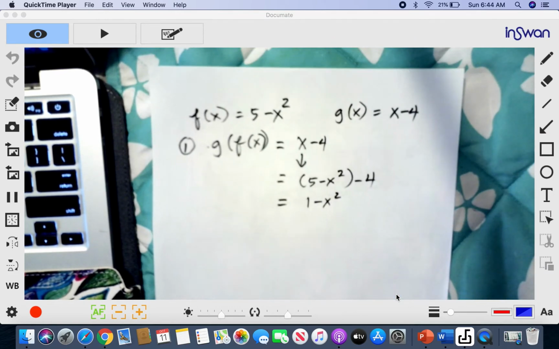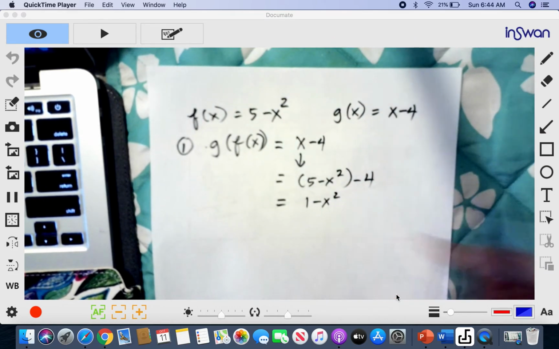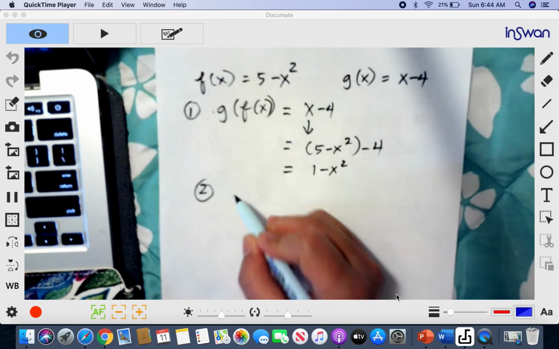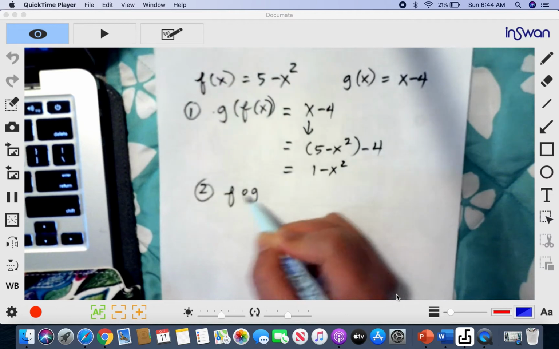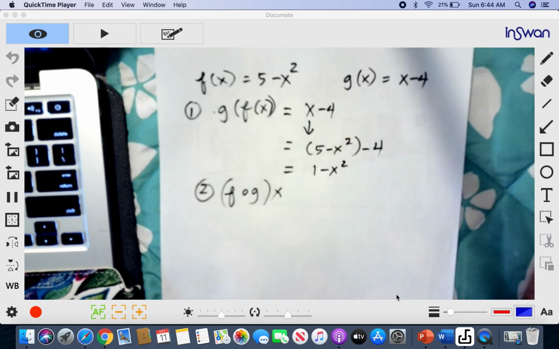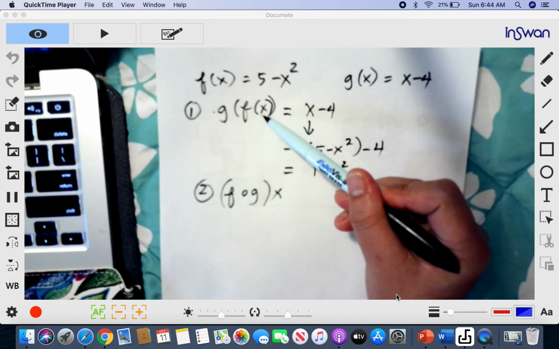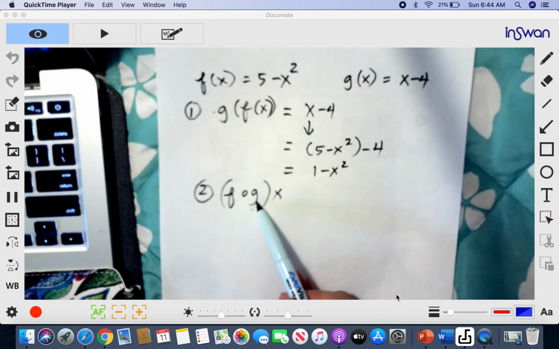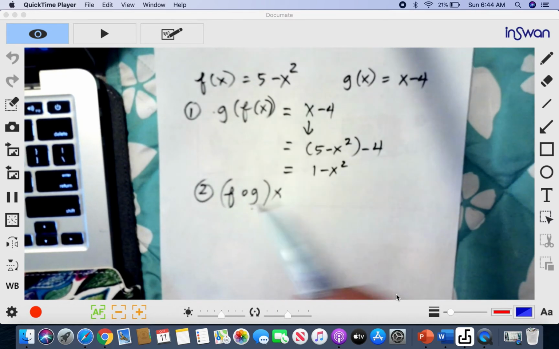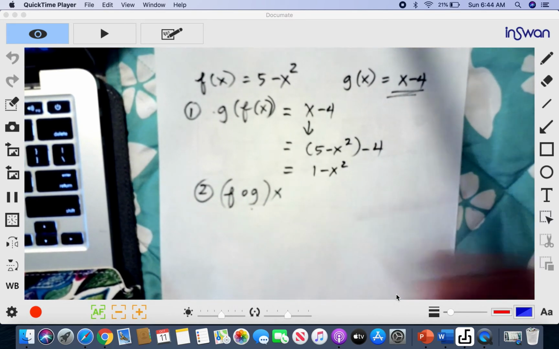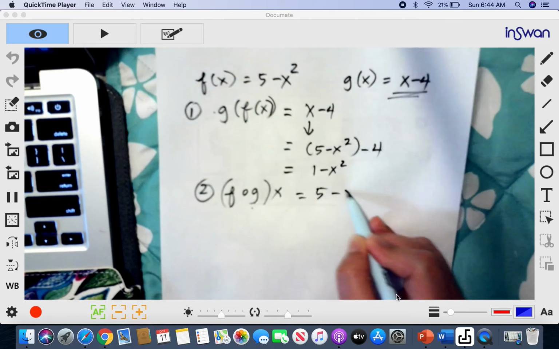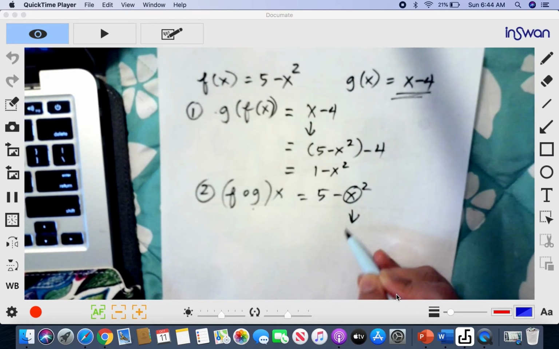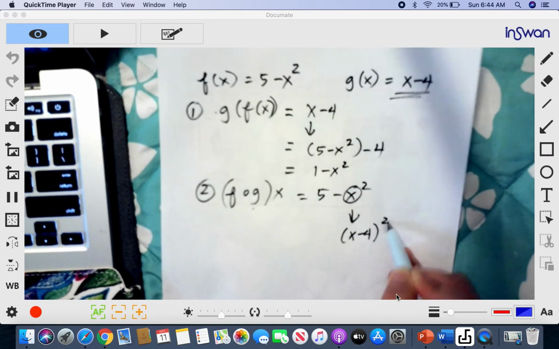You can also factor this as 1 plus x, 1 minus x. So this is the simplified version. Now what about f composition g of x? I'm writing it two ways so that you will know that you can write it like this or like this. This means that every x in f will be replaced by g, which is x minus 4. So if I have 5 minus x squared, which represents our f, this x will be x minus 4.